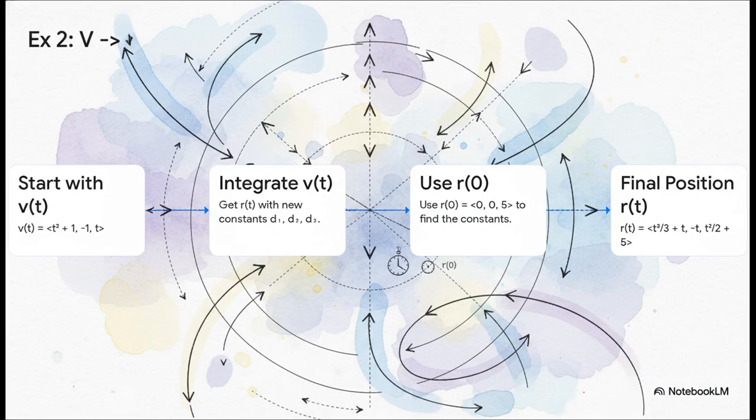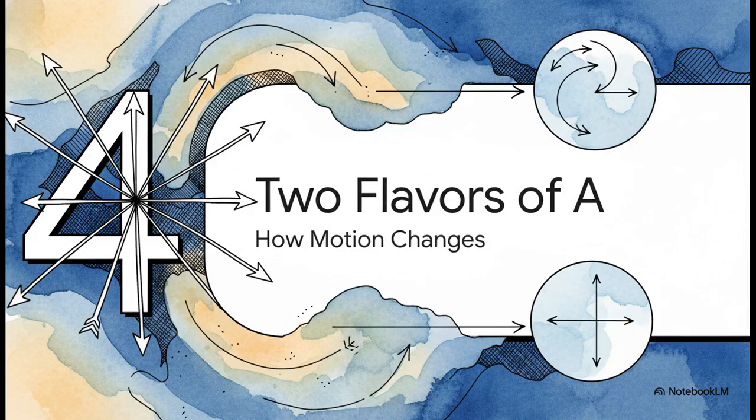We integrate our velocity vector one more time, which gives us a new set of constants. But we have another piece of information, the object's starting position. We use that to solve for these new constants. And just look at what we did. We started with just an acceleration and 2 little data points, and from that we've managed to completely reconstruct the object's entire path through space. That is seriously cool.